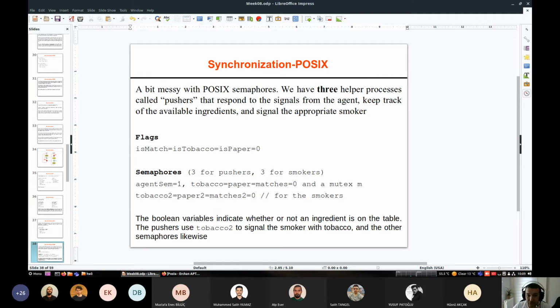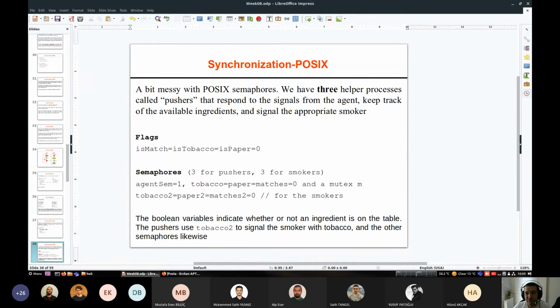Now, the 3 semaphores are initialized to 0: tobacco, paper, matches. And the other 3, tobacco 2, paper 2, matches 2, are also initialized to 0. And we also have a mutex M in order to achieve protected access. Wow. That's a lot of semaphores for a relatively simple problem.